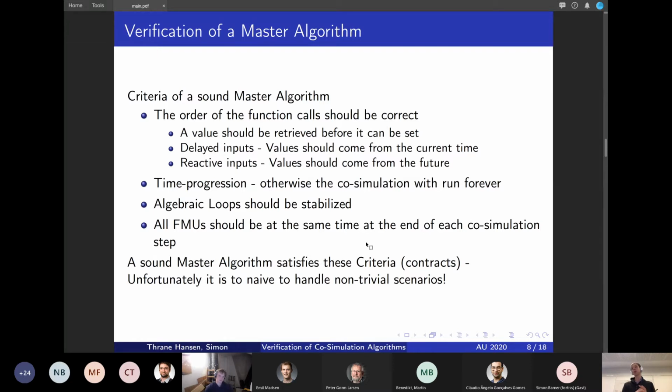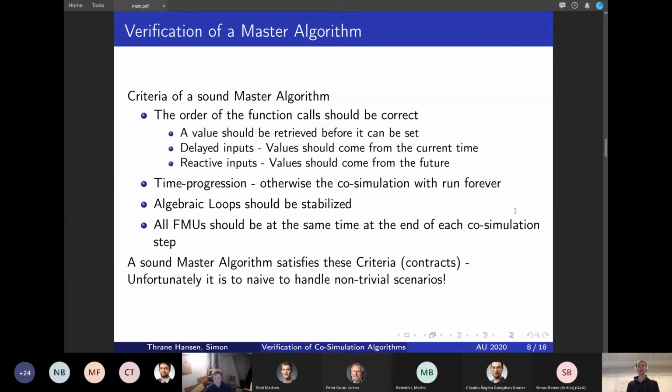And also a correct master algorithm should ensure that we have some kind of time progression. Otherwise, the co-simulation will run forever. And when we are talking about algebraic loops, we should perform some kind of stabilization. Otherwise, we will not obtain a deterministic co-simulation. And also, after performing all the steps in a single co-simulation step, all the FMUs should be at the same time.